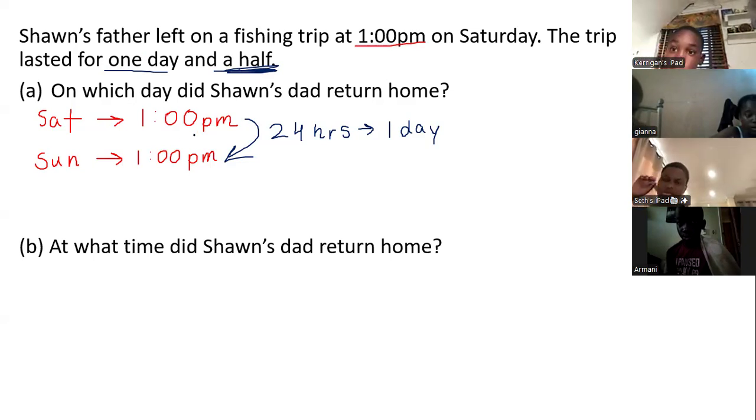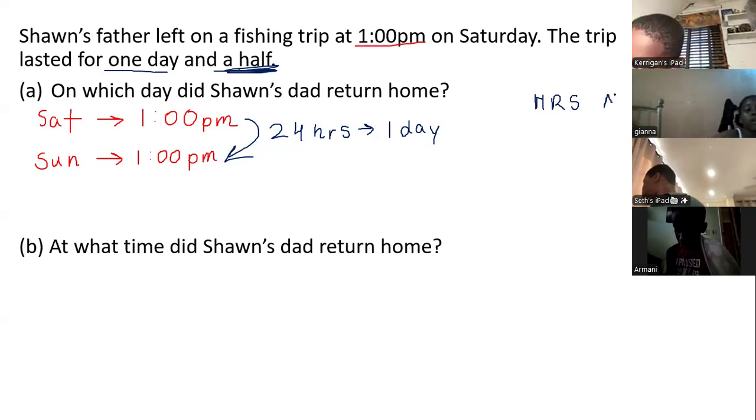So what we have to do is we know that Saturday 1 p.m. and Sunday 1 p.m. that's 1 day. So we're not done. What do we have to do? We have to divide 24 by 2, so we can know what the half of it is. Yeah, very good. So 24 divided by 2 is what? 24 divided by 2 is 12.